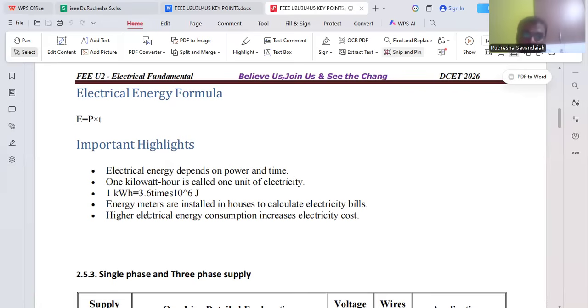Please look here. Electrical energy depends on the power and time. 1 kilowatt hour is called 1 unit of electricity. 1 kilowatt hour is equal to 3.6 times 10 to the power of 6 joules. Energy meters are installed in houses to calculate the electricity bills. Higher electrical energy consumption increases the electricity cost. The more electrical energy you consume, the higher the cost.